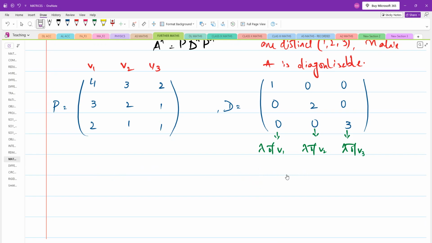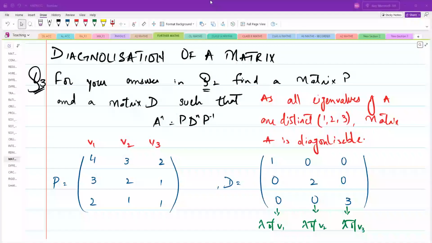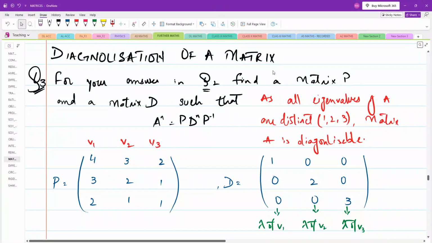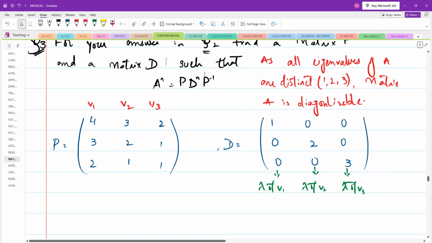Hopefully that was understandable. If you look at the question, you are essentially being asked for matrix P and matrix D. That is exactly what you have to find. You do not need to find P inverse.